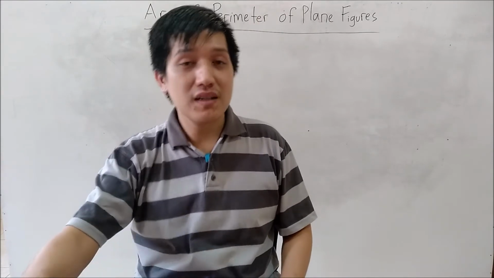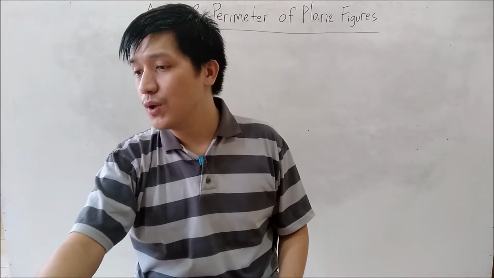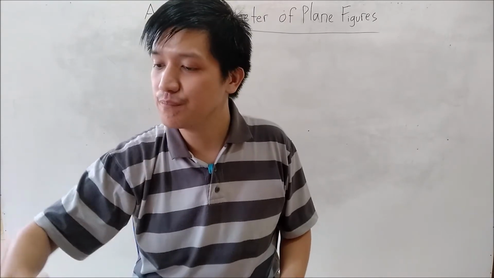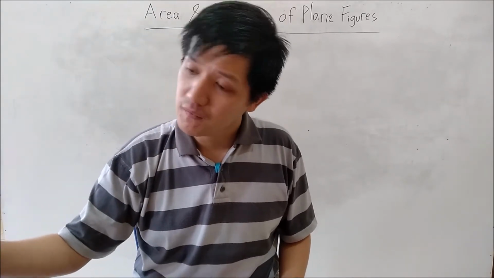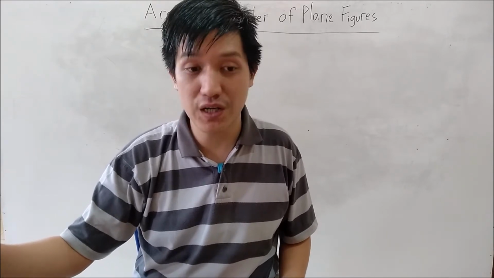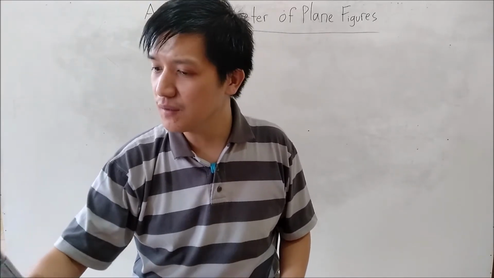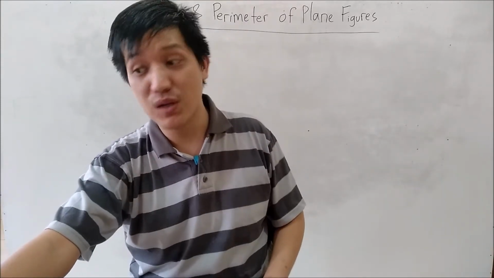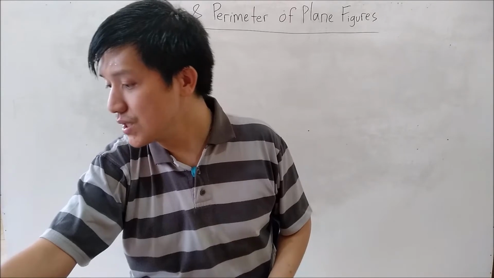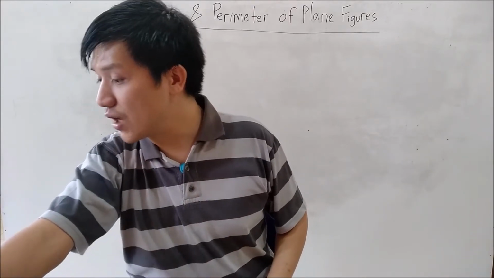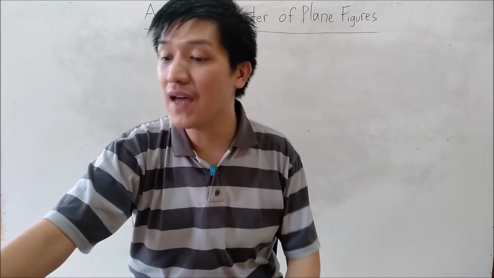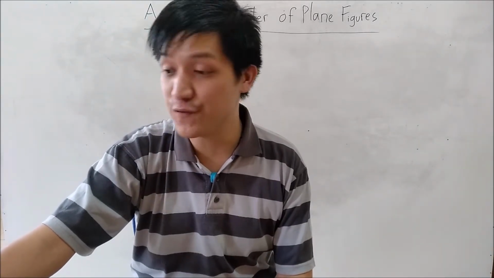Hello everyone, in this video we are going to discuss some questions taken from a new syllabus Mathematics 7th edition from Singapore. This is a book for 7th grade students. We are going to discuss the questions taken from page 345. It is about area and perimeter of plane figures.